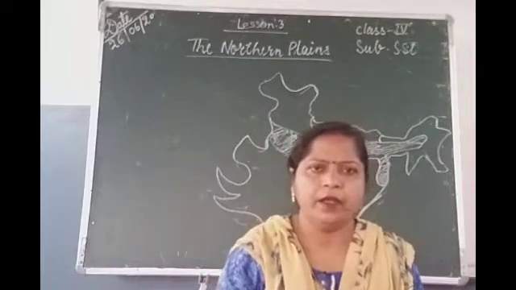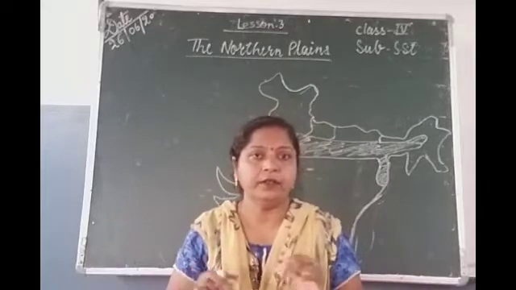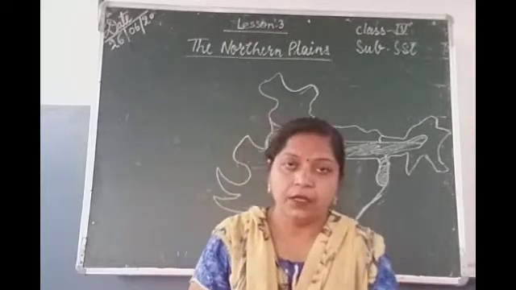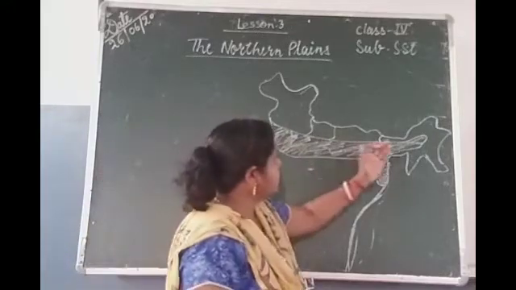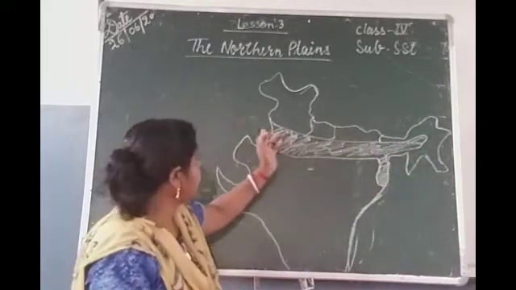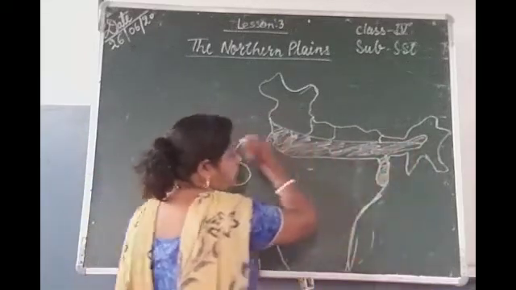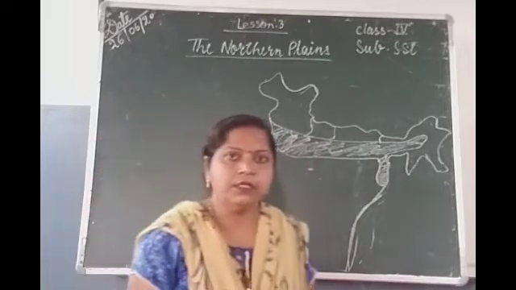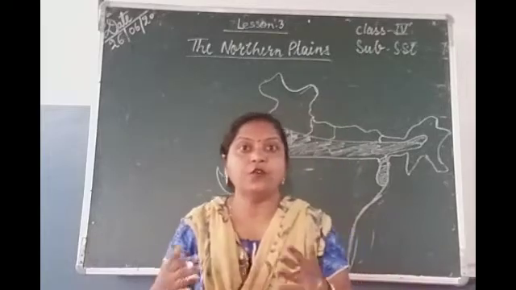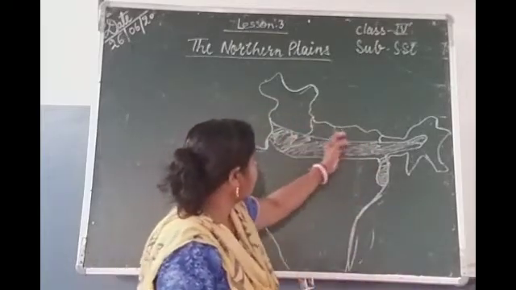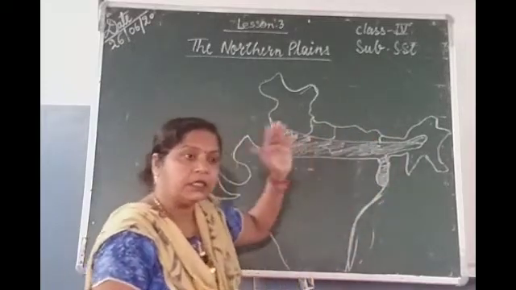The northern plain is a vast stretch of flat land, from east in Assam to the west in Punjab. This whole part is the northern plain. This northern plain is located in the south of the northern mountain. Here is the northern mountain, and it is situated in the south of this mountain.